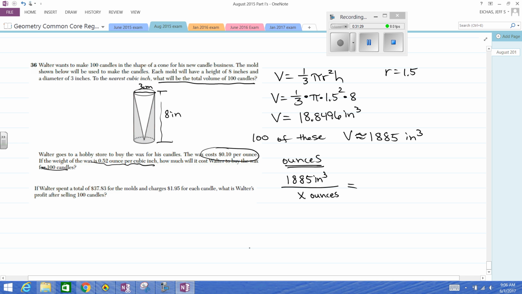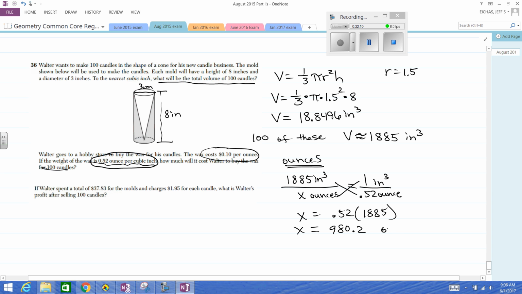I'm going to set up a proportion. There's better ways to do this, but I just like to do it this way to keep it simple for my students. And you read this density, okay? And let's go with ounces have to go across from ounces. So 0.52 ounces for every 1 cubic inch. Okay, so then we're just going to cross multiply. So x equals whatever 0.52 times this 1885 is. So go ahead and hit the calculator on that. It looks like 980.2 something. And that's not it. That's just the ounces.